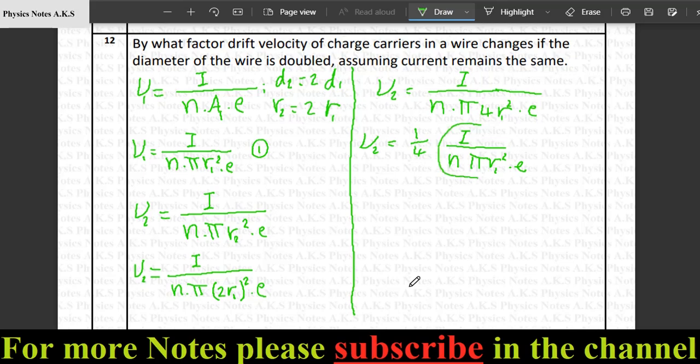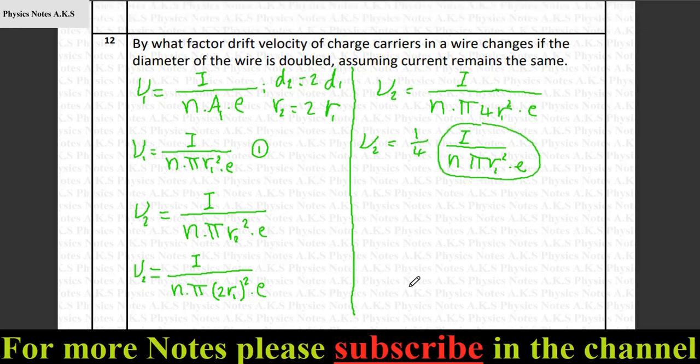So we notice that this is actually V1. This is V1 from formula 1, so I can write V2 equals 1 by 4 V1. So when the diameter is doubled, the drift velocity will decrease by a factor of 4.